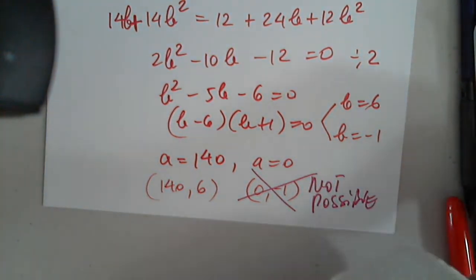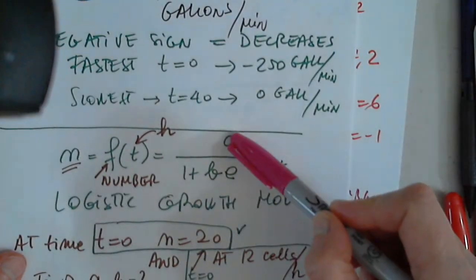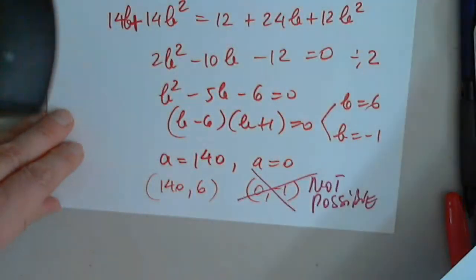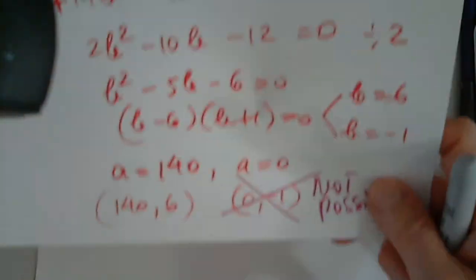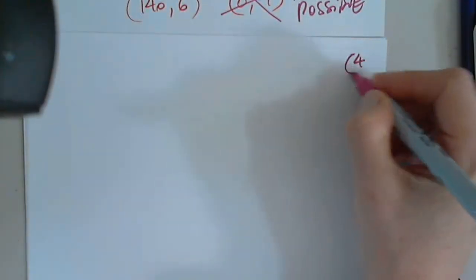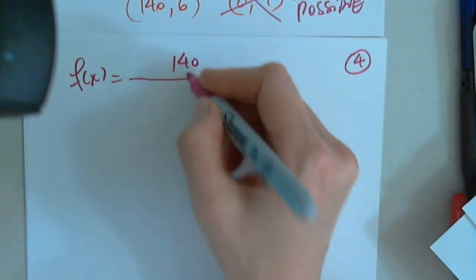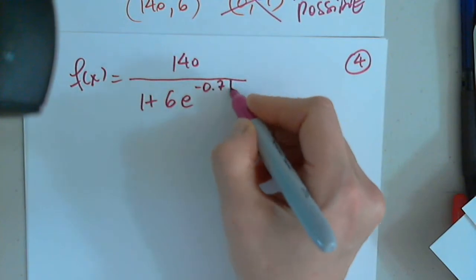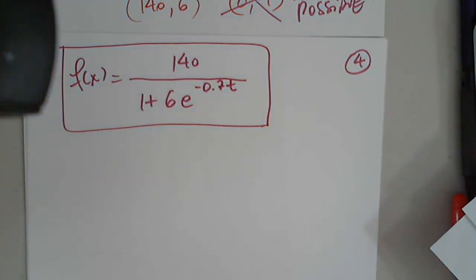So the only possibility is A equals 140 and B equals 6 to fulfill the given conditions. So I'm going to write the function one more time so we have it with the parameters replaced. And that's it. So the function is 140 over 1 plus 6e to the negative 0.7t. And there is only one possibility.